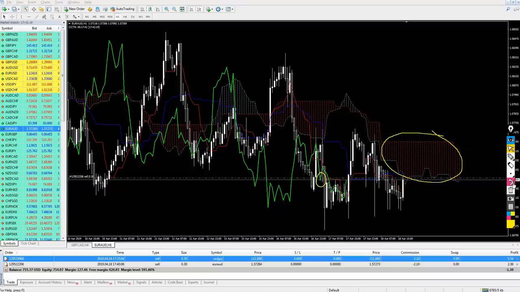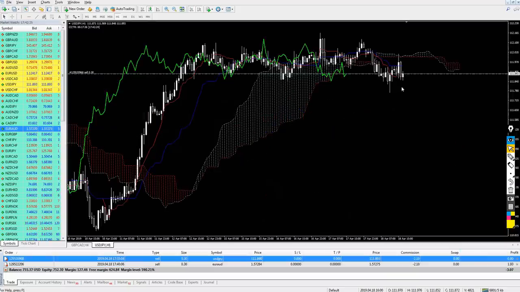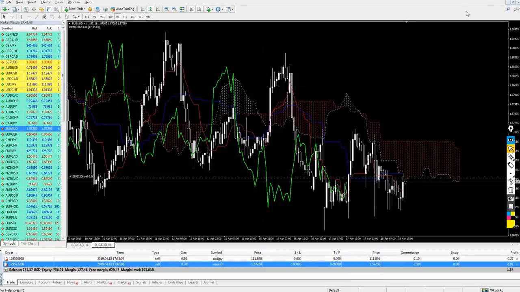So we can see now both of these trades are in profit, especially this one here, and this one is still struggling for profit. But anyway, I will now pause the video and I will show you later what is going to happen with these trades. So now both of these trades are going in profit.